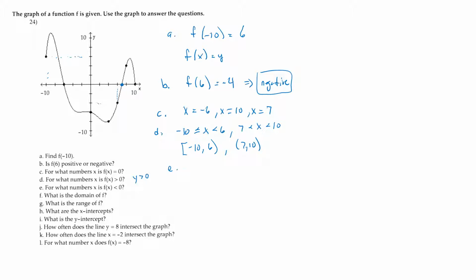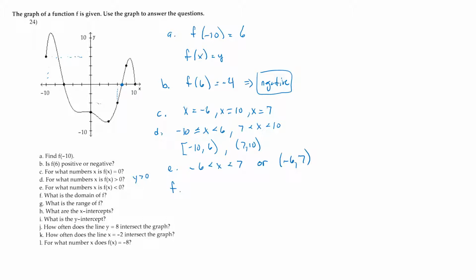E wants to know when the y coordinates are less than 0. Well, if x is between negative 6 and 7, the y coordinate would be less than 0. And so we can answer like that, or we could answer in interval notation.